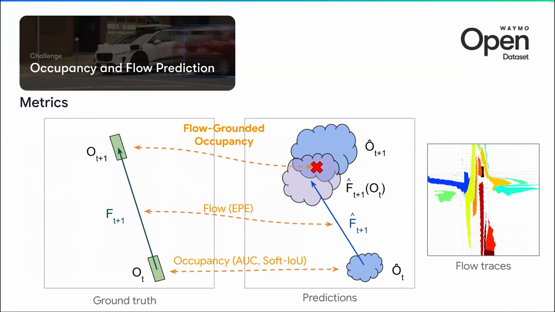The metrics evaluate occupancy predictions using AUC and soft IOU metrics. Flow is evaluated by averaging the endpoint errors of the predicted flow vectors. But the main metric for the challenge leaderboard is flow-grounded occupancy, which warps occupancy according to the predicted flow vectors and compares that with the ground truth. So this metric requires both occupancy and flow to be correct.